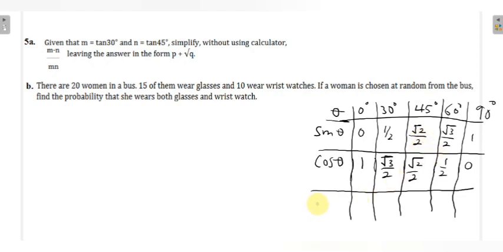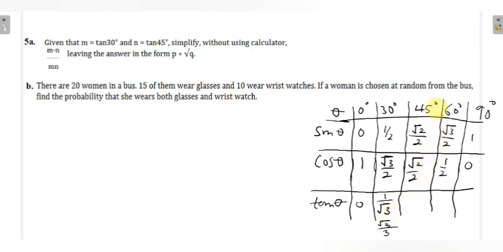Then let's go to tan theta. So tan 0 is 0. Tan 30 degrees is 1 over root 3, or you can write it as root 3 over 3. So they are the same when you rationalize this.